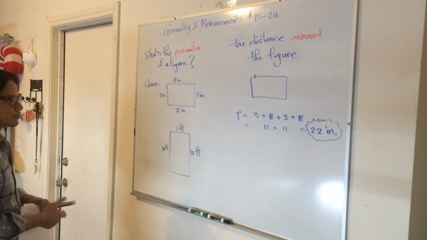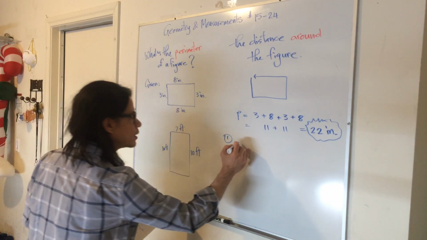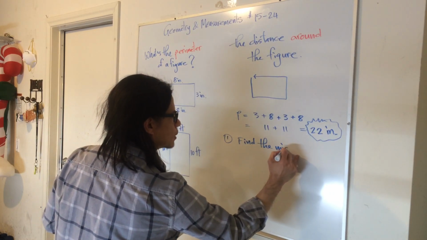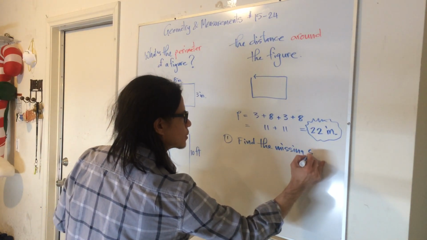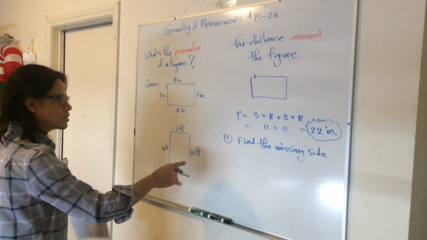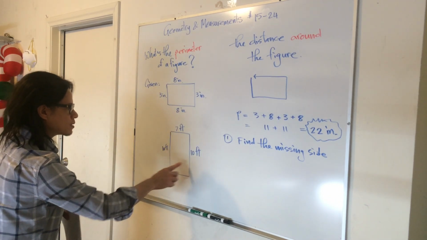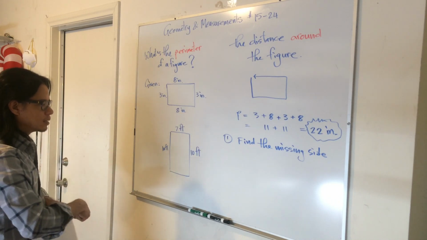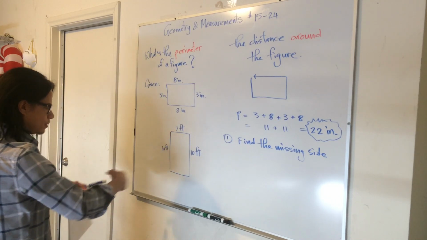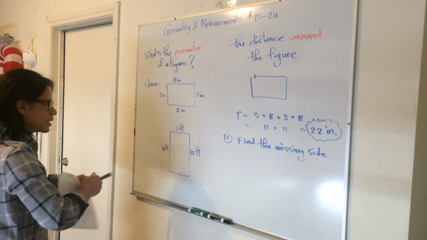Okay, so step 1, find the missing side. In order to do that, we need to think about the definition of a rectangle. In a rectangle, the opposite sides are congruent, meaning they're the same length. So left is equivalent to right. Top would be equivalent to the bottom side.